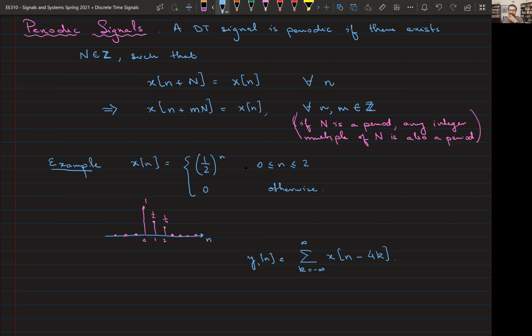What do you think about the signal y1 of n? What's really going on with the summation that you see? If somebody can try to explain to me, when you look at this expression, what does this tell you? What comes to mind? What would y1 of n be? What are the operations that you're doing here?